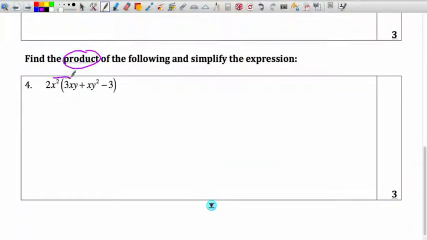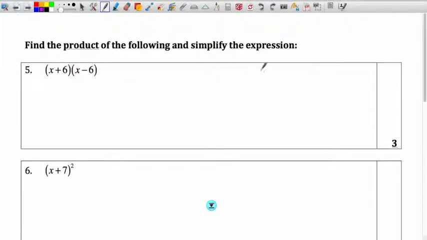Okay, question 4, product. Now it's distribution, term outside by each term inside, and so we have 6x cubed, we're adding powers, times y, plus 2x cubed y squared, and the last term, beg your pardon, not plus, but in fact minus 6x squared.